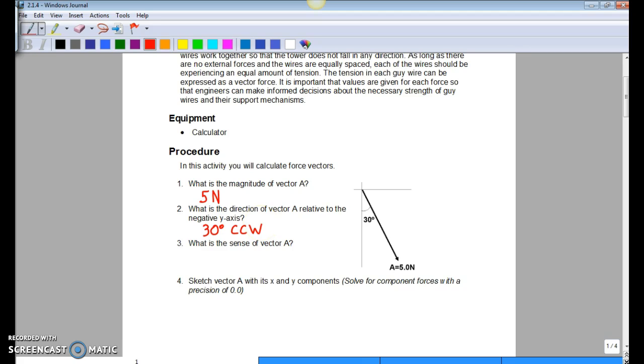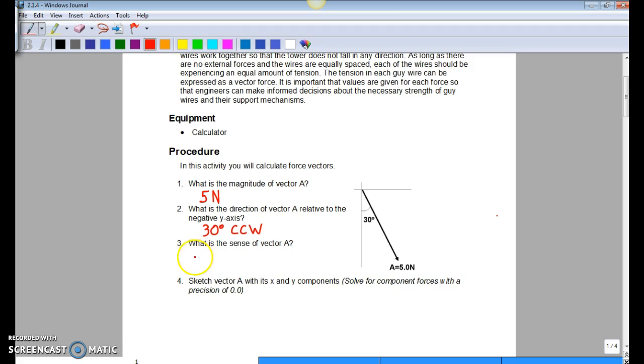Okay. Had it said what's the direction of vector A relative to the positive x-axis, we would have had to do some quick math, found 60, and said that it is 60 degrees clockwise from the positive x-axis. Alright, so depending on what your relative axis is, make sure to specify a degree in a counterclockwise or clockwise direction. And then, question 3, what is the sense of vector A?